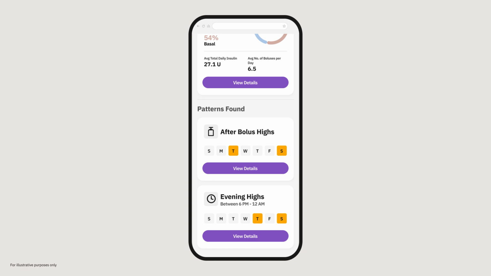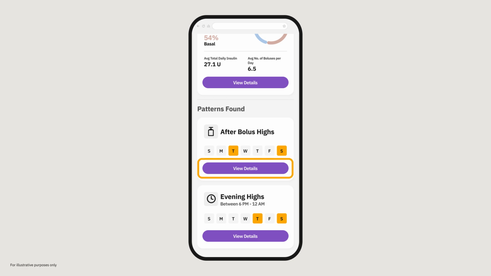In this section, we focus on 2 types of patterns: time of day patterns and after bolus patterns. A time of day pattern means your glucose is often high or low around the same time on different days, like if you're usually low before lunch or high in the evening. The system will highlight the days in which this pattern was identified. An after bolus pattern calls attention to what happens to your glucose after you take insulin for meals or corrections. For example, if your glucose often goes high after bolusing for dinner, the system might show that as a pattern. These patterns help you and your care team understand what's happening and where you might need support. If you want to learn more about a specific pattern, just tap View Details.